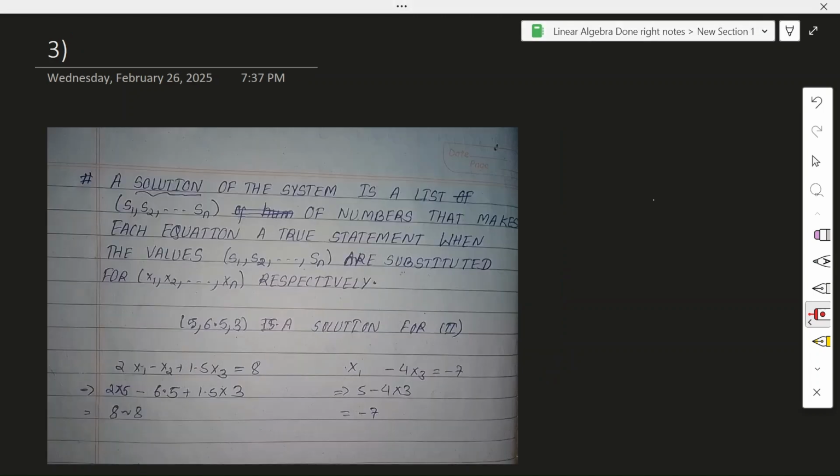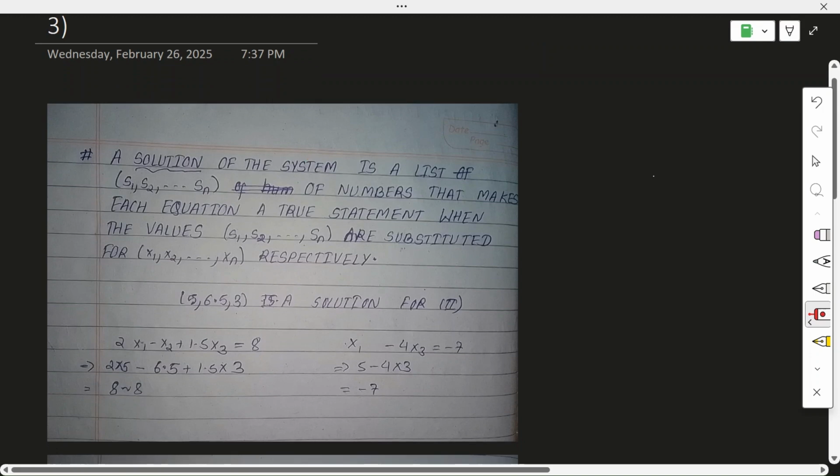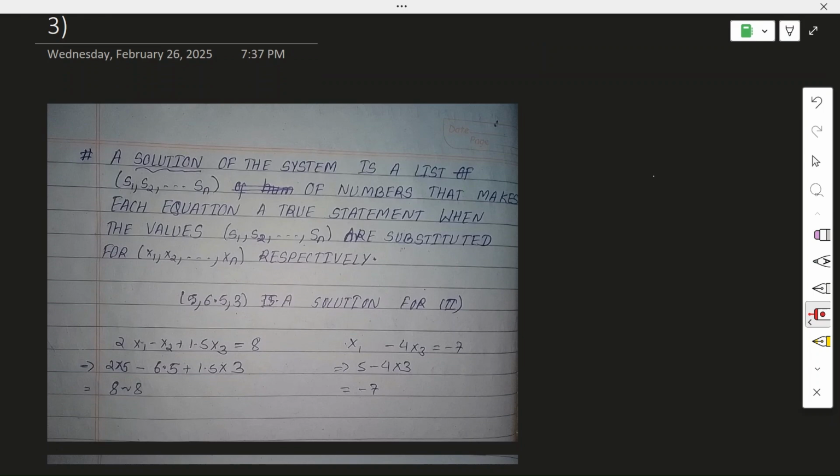Third, what is a solution of the system? We have known what a system is, what a linear system is. If there are two or more equations in the same variables, then they are called a system. If they are linear equations, we call it a linear system. So what is a solution of the system then?